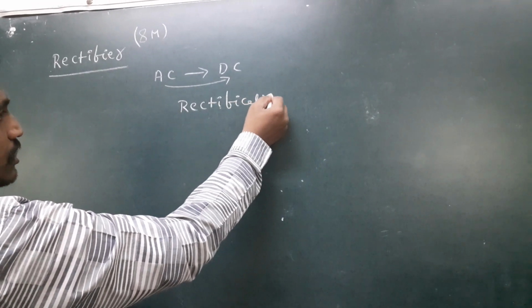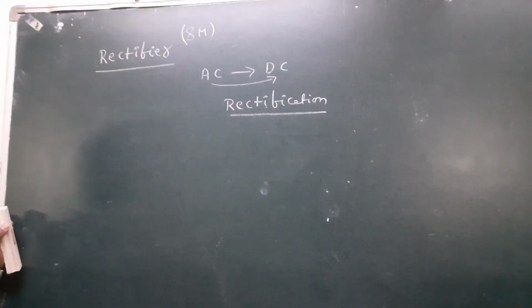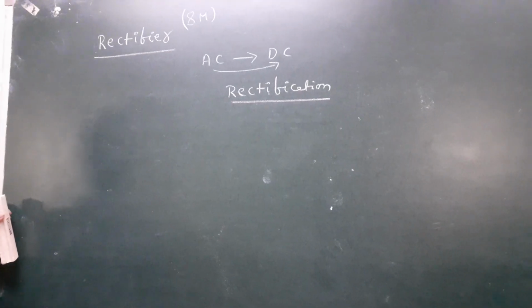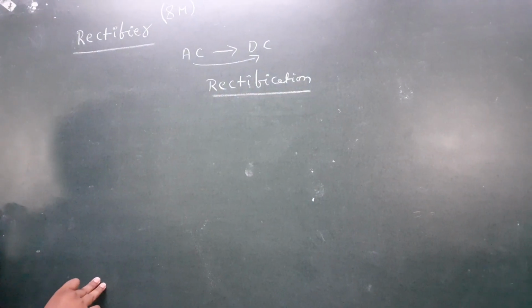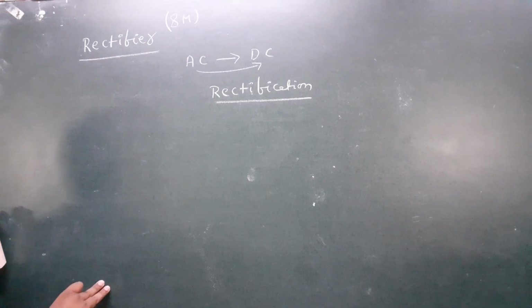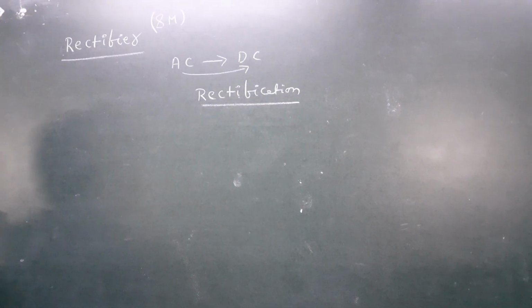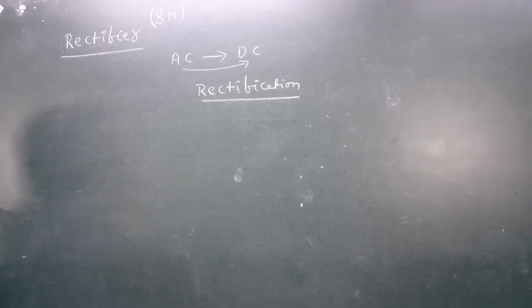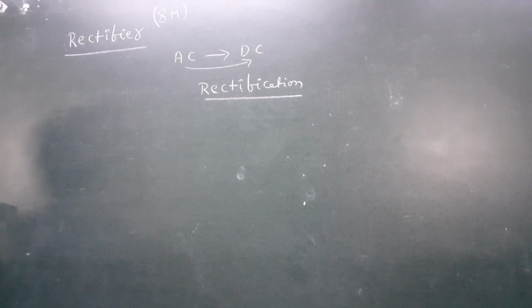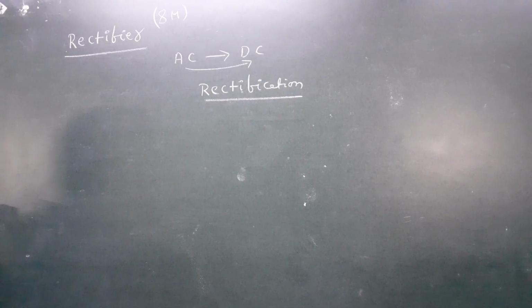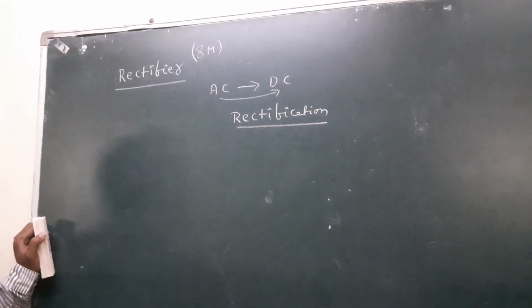Once again, what is the rectifier? It is a device to convert alternating current to direct current, AC to DC. That device is called rectifier and this process is called rectification. Important 2 marks bit: what is the rectifier? Rectifier is an instrument or a device to convert alternating current to direct current.